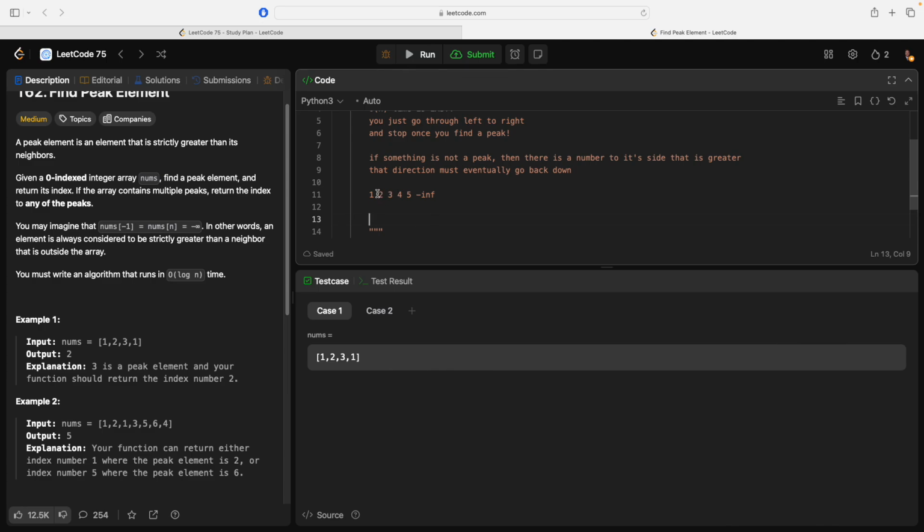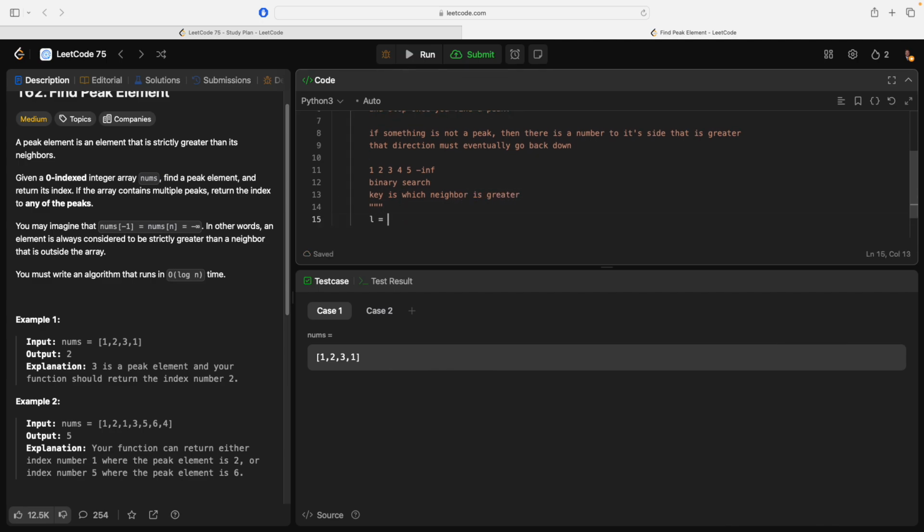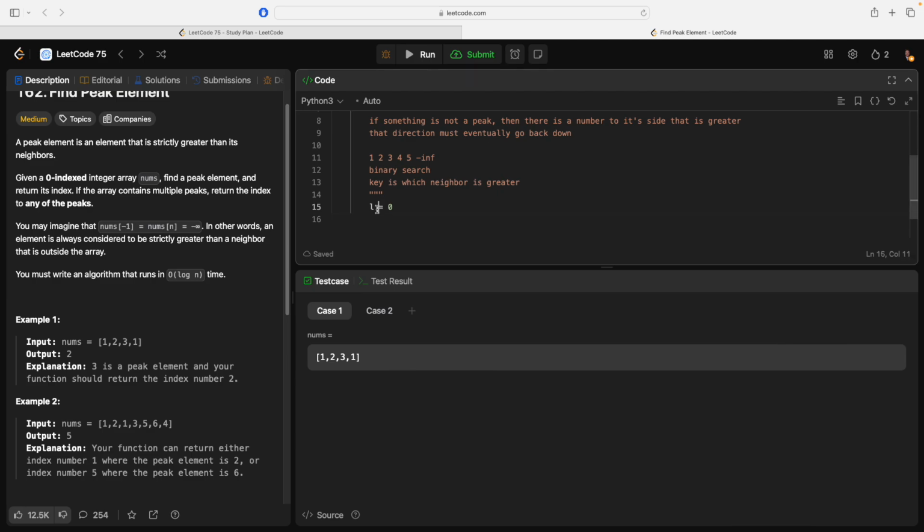So it's just a binary search, but instead of asking whether it's less than or greater than the mid, it's whether the neighbor is greater. So that's how we do it. Binary search, but the key is which neighbor is greater. Okay? Cool.